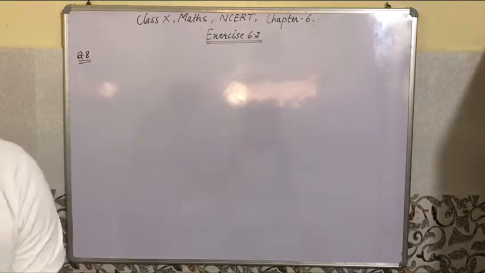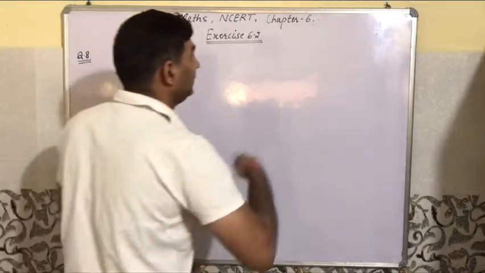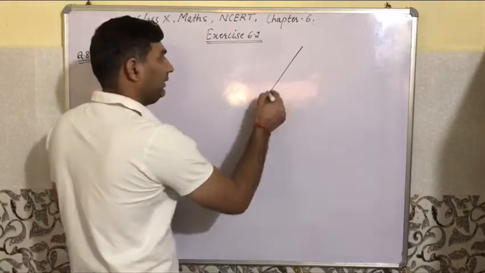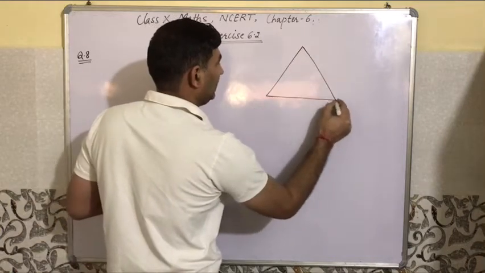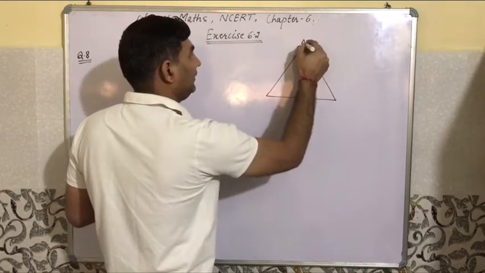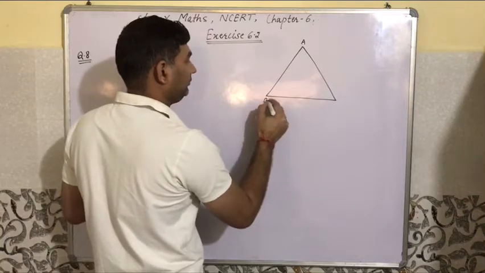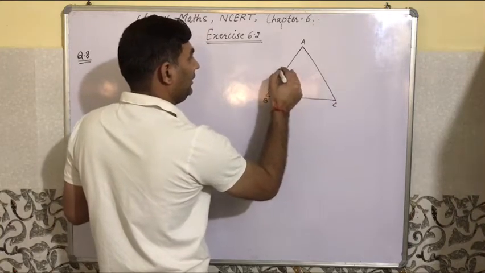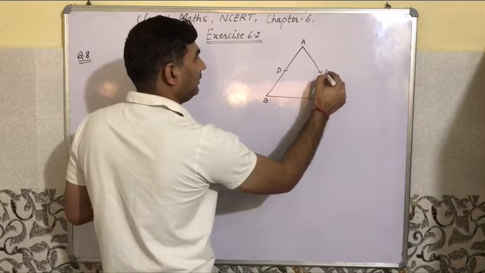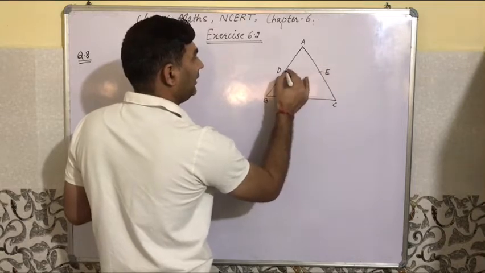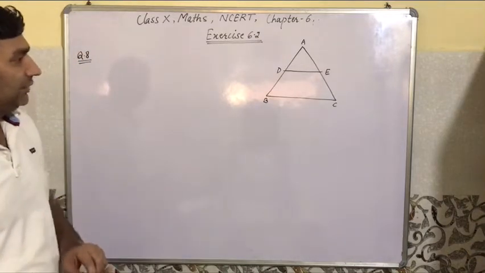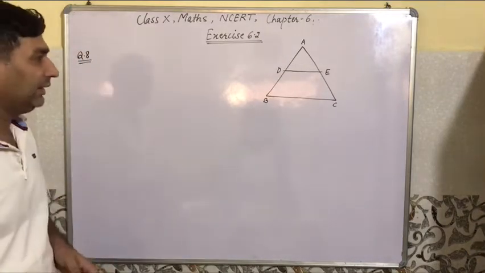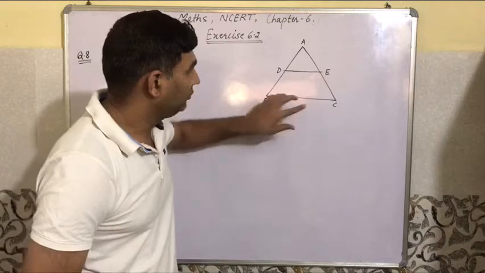the third side. Given that a triangle ABC, this triangle ABC is given, D and E are the midpoints of sides AB and AC. Then prove that this line is parallel to this.